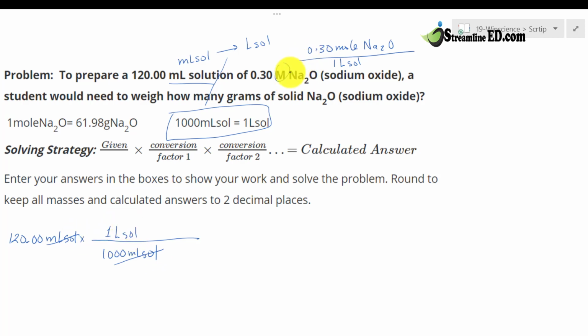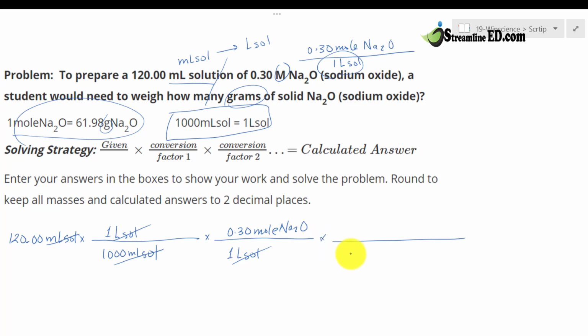We need to convert that to mole, which is using our molarity, and we are going to multiply that. We have the liter going on the bottom, so 1 liter of solution, and on top would be 0.30 moles of Na2O, sodium oxide. See how this liter cancels out, right? And now we have mole. Guess what we need to do next? We have to convert to gram, which is exactly what we're looking for.